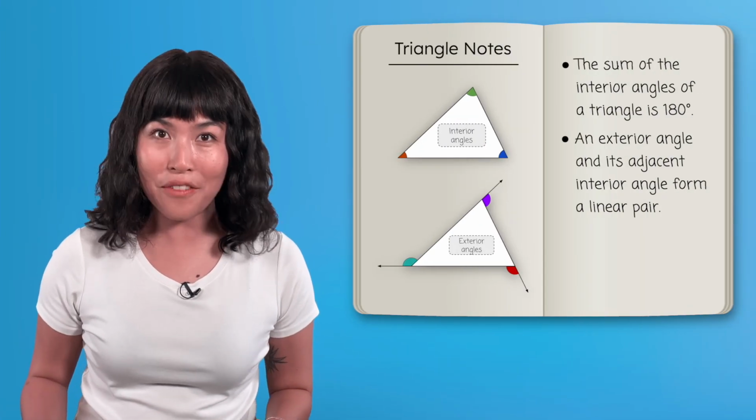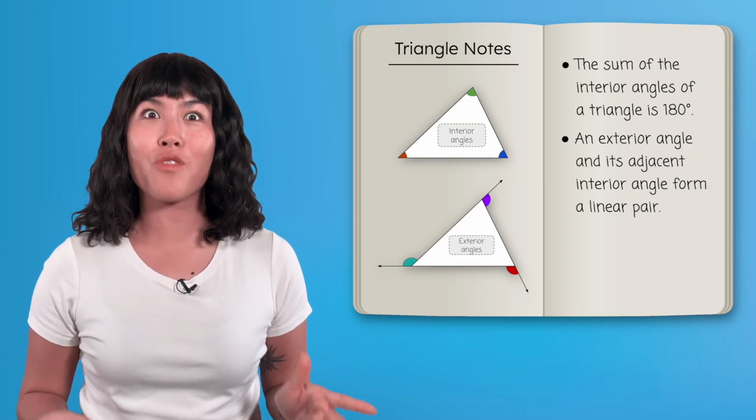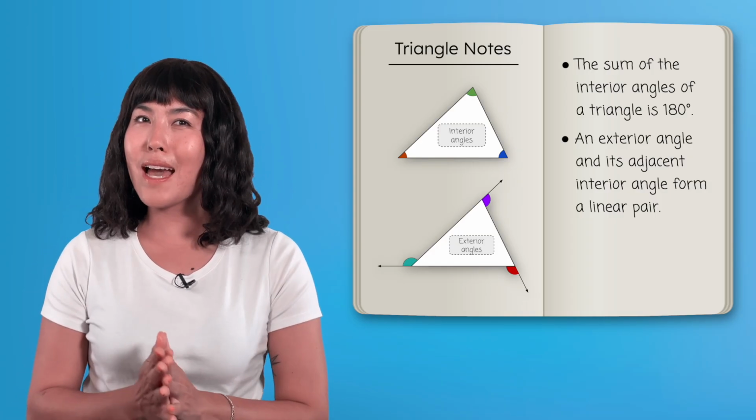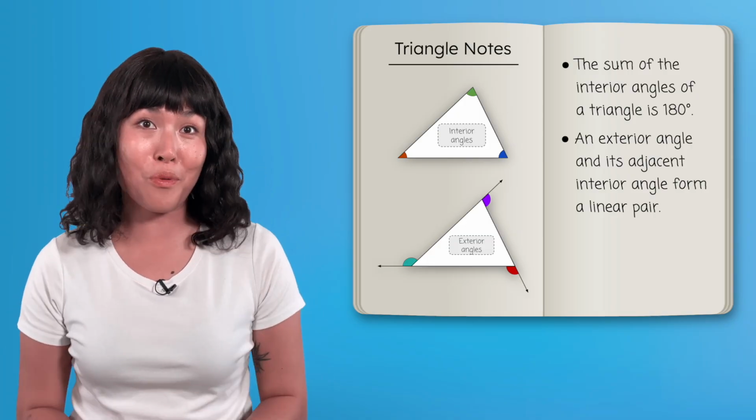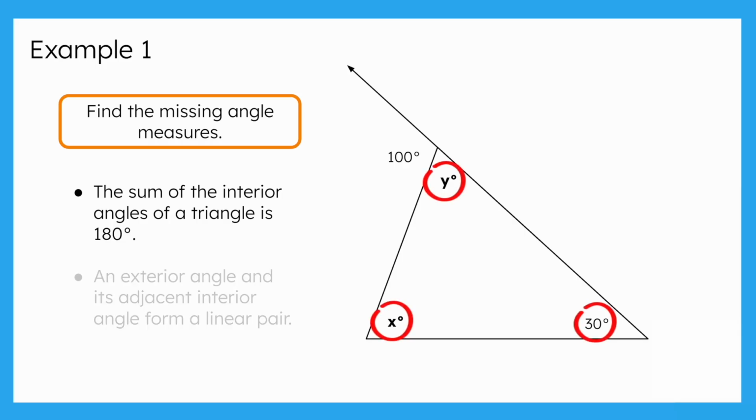We have a lot of great information about the interior and exterior angles in triangles. So let's see how we can use them to solve a few problems. My first thought is that all three interior angle measures sum to 180 degrees. But if I only have one, I can't really use that to find the other two. But maybe I could use this exterior angle instead?